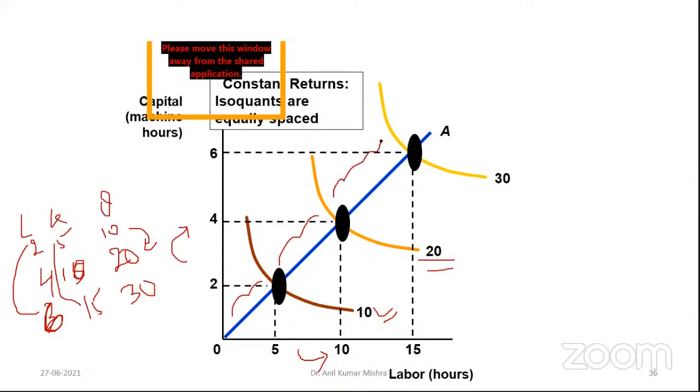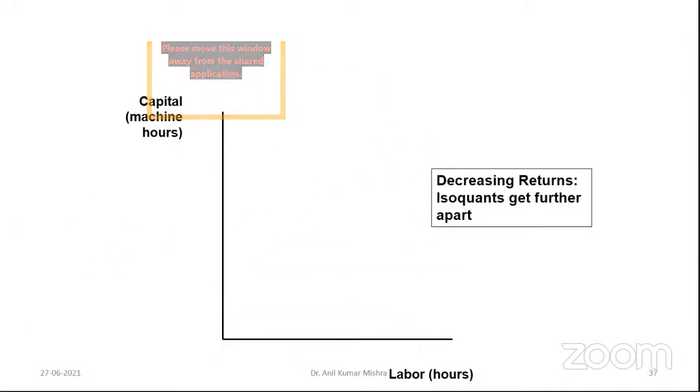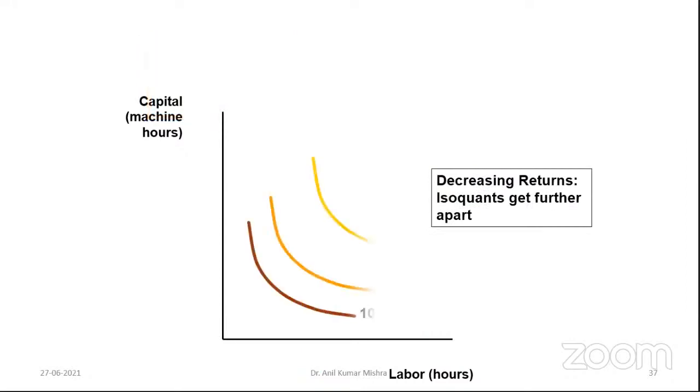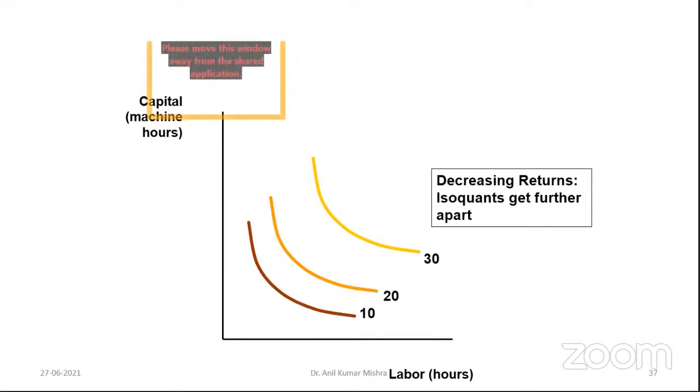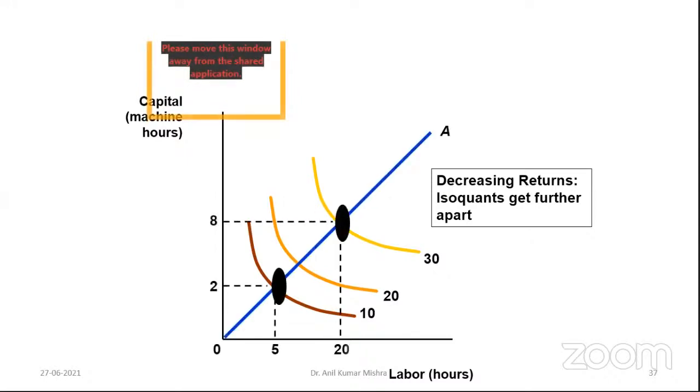Now we have to move to the next term. The next is diminishing return to scale. In the same pattern, we take horizontal axis labor and vertical axis capital. We take three isoquants, 10, 20, and 30. Now trace the scale line OA, and we have to move to the table. Here is the labor, capital, and output. Always you have to figure with the table, right?